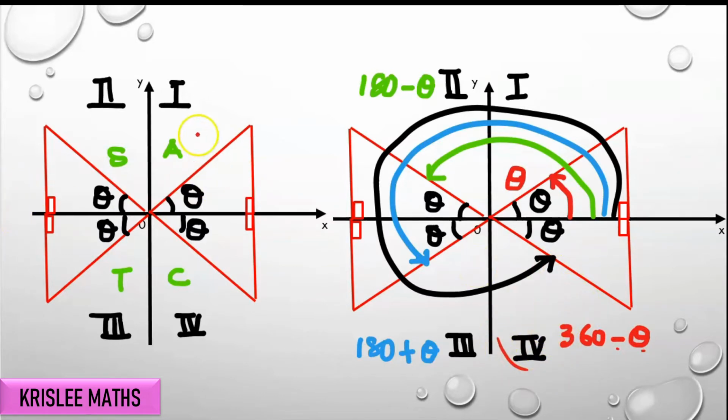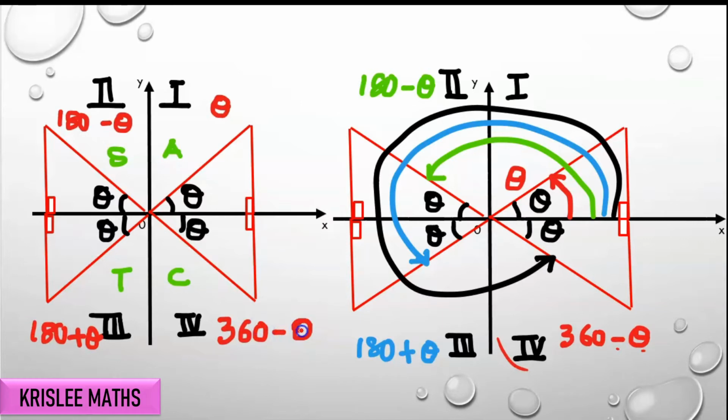Now we can conclude that in the first quadrant it is theta, in the second quadrant it is 180 minus theta, in the third quadrant it is 180 plus theta, and in the fourth quadrant it is 360 minus theta. You have to remember all four in order to solve a trigonometric equation.